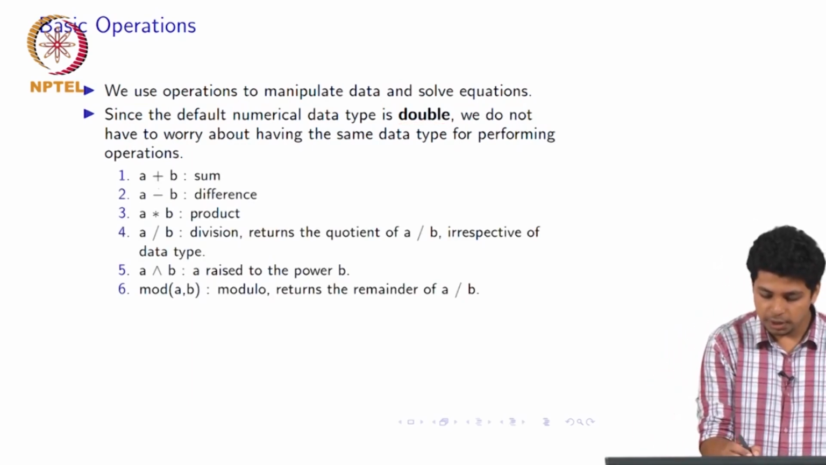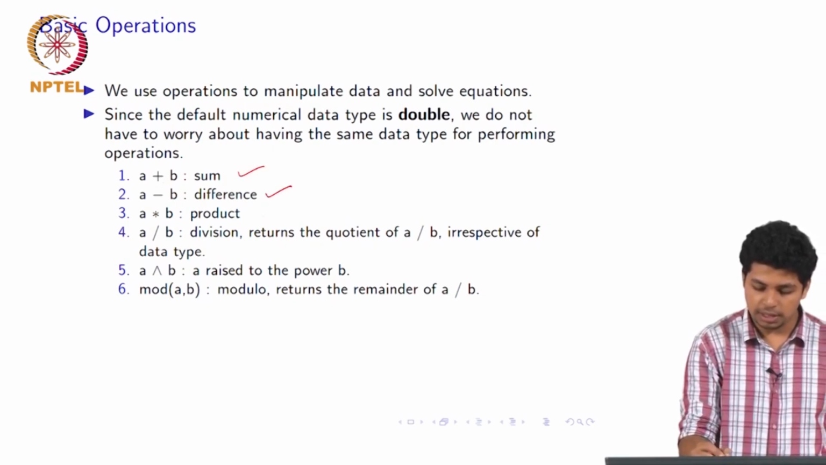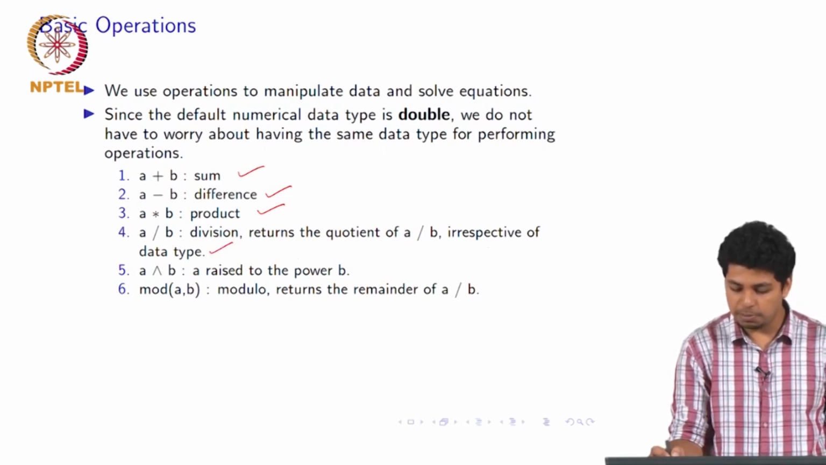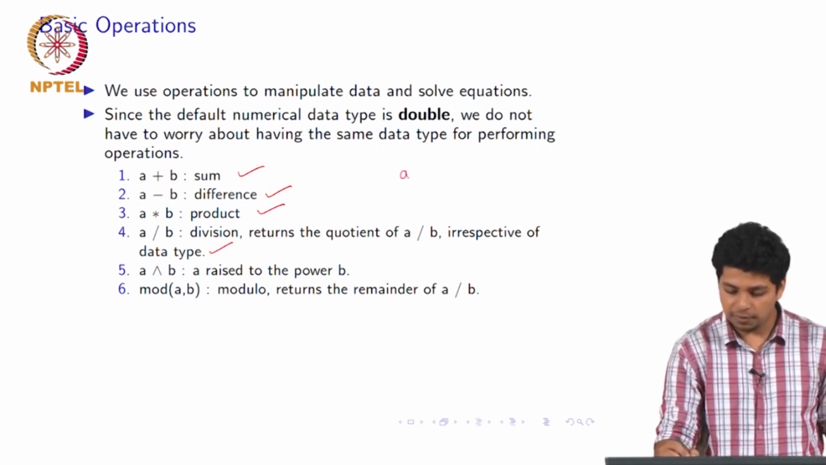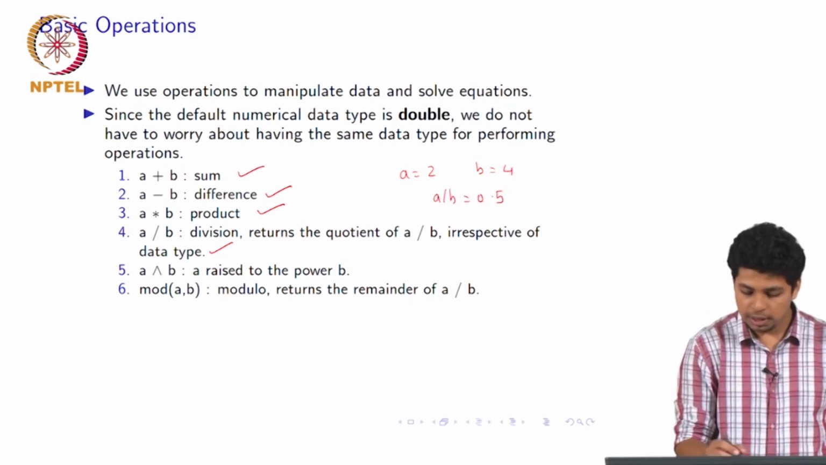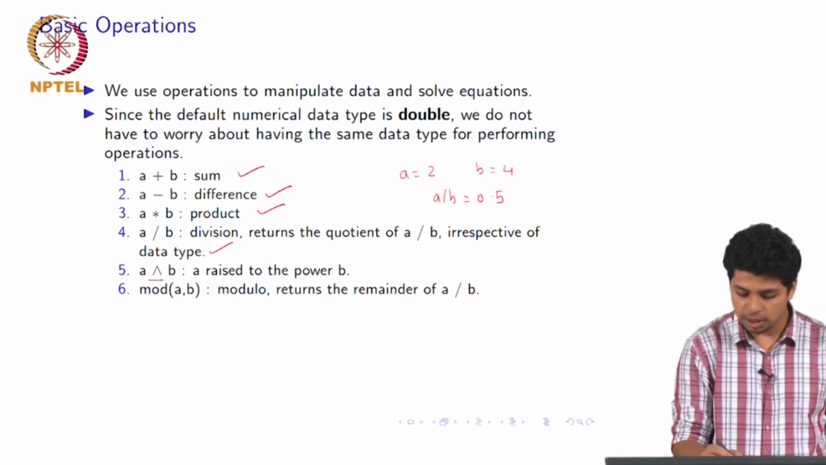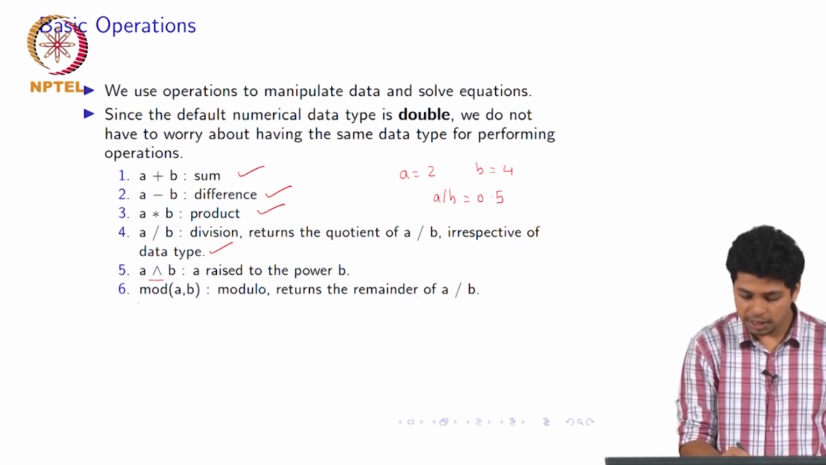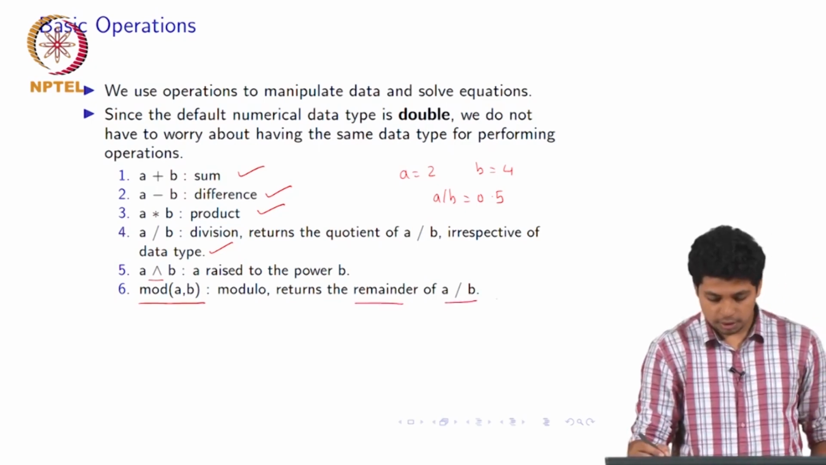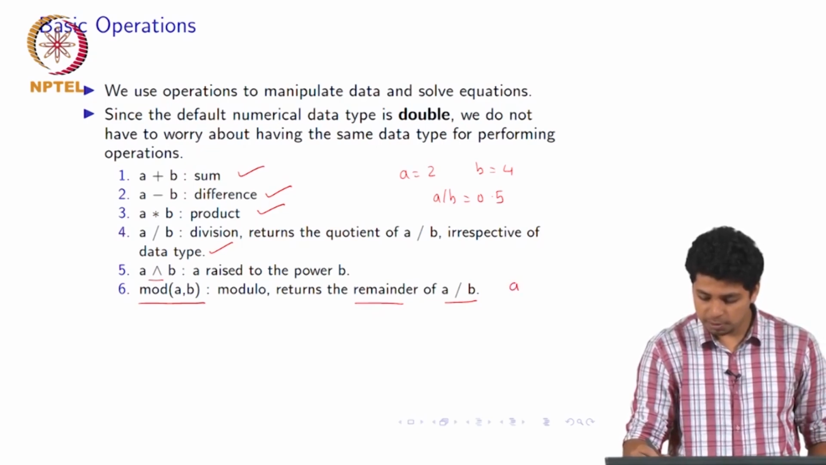These are the basic operators that we use: plus for sum, minus for difference, asterisk for product, and division. A by B returns the quotient irrespective of data type. Like we just discussed, even if the value of A is 2 and the value of B is 4, A by B will give you 0.5. A raised to B, using this symbol caret, is used for power operations. The way we compute the modulo operation is by writing mod A comma B, which returns the remainder of A by B. You may know this in C or C++ as A%B. This is equivalent to that.